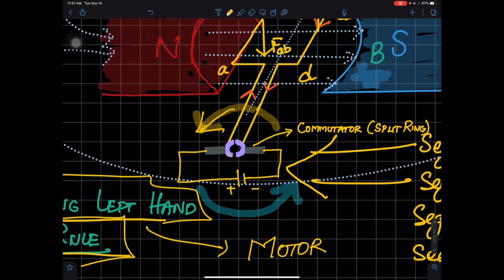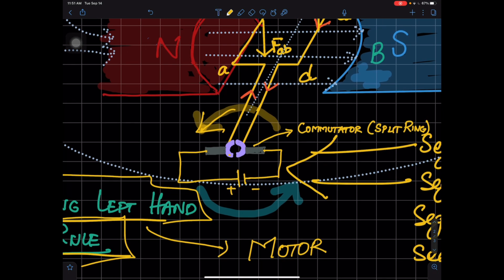This is called a split ring because you can see this is in purple color, and this is just a simple ring cut in two halves. One half is hard coded to one end of the loop, the other to the other end. So when it completes 180 degrees of rotation, it reverses its contact with the two carbon brushes. This is the commutator segment, and these are the carbon brushes.